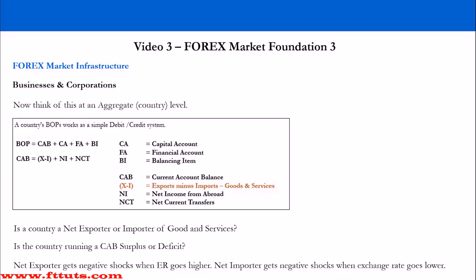Just remember these principles, go through the spreadsheet, make sure you understand how the numbers work, and start thinking about this at country levels, so aggregate levels, and try to think of how the debit and credit system works, not just for a corporation, but for a country with big numbers. So whether a country is a net exporter or a net importer, and how big moves in the exchange rate can have an impact on them.